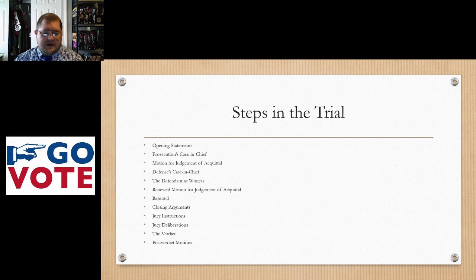So the steps in the trial process, you have the opening statements. The prosecution goes first, and then the defense attorney. You then have the prosecution case. Basically, they present their entire case. Then, more often than not, the defense will make a motion for a judgment of acquittal, saying that the prosecution hasn't proved beyond a reasonable doubt the facts of the case as they stated them. Usually, the judge is going to overrule that. Although it does happen that some cases will have a directed motion accepted, and the judge will issue an acquittal at that point.